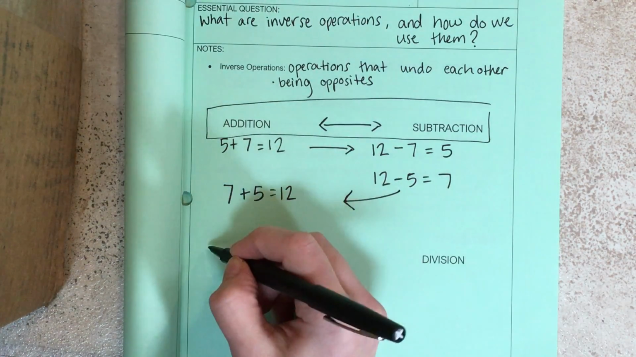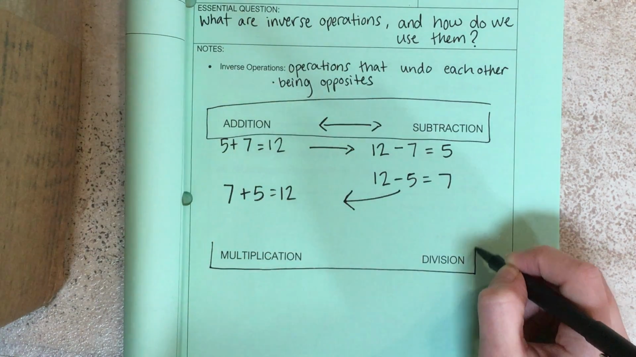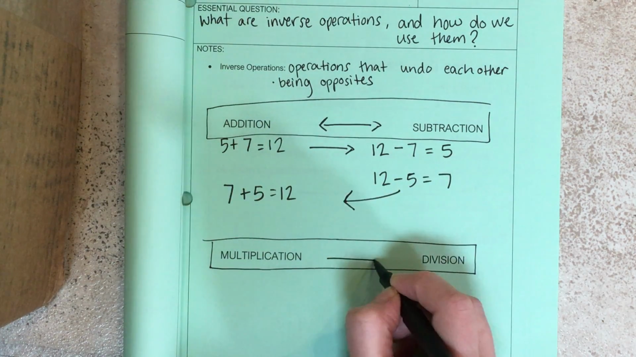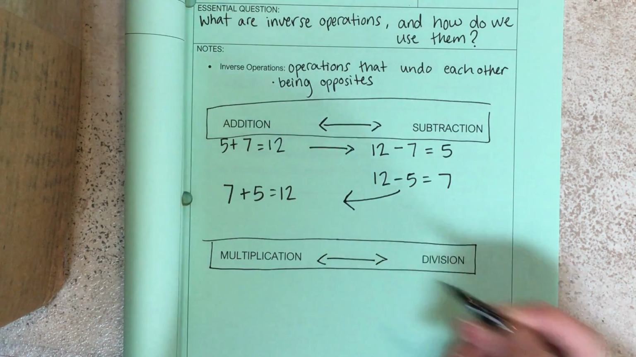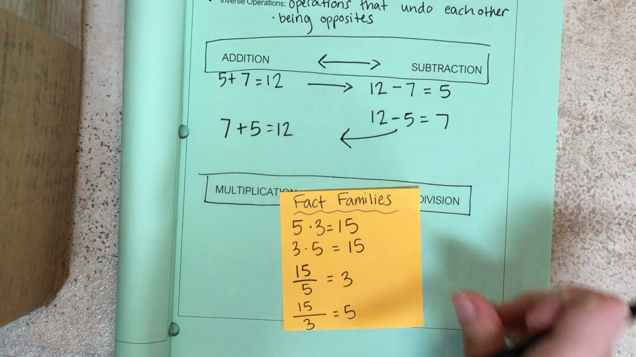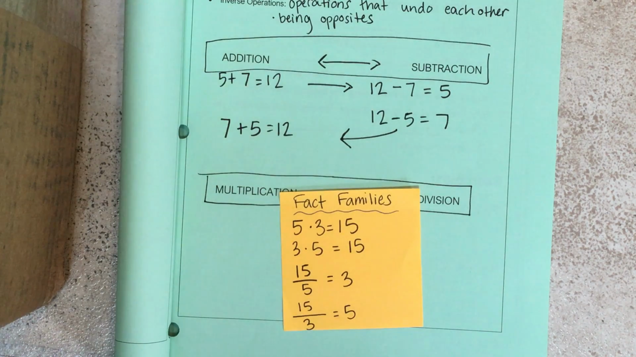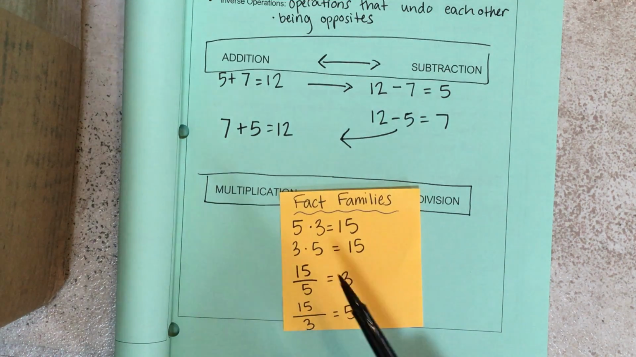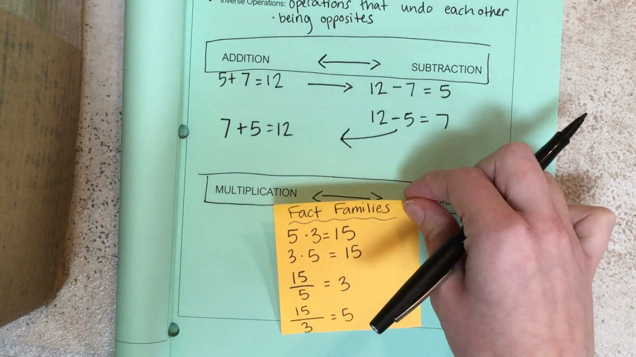Our second big pair is multiplication and division. Multiplication and division. These are inverse operations. They undo each other. So just like with our fact families, right? We can have fact families with multiplication and division. We're going to start to see lots of division written as a fraction. So this right here is 15 divided by 3. 15 divided by 5. I really want you to get used to seeing that fraction and identifying it as division.